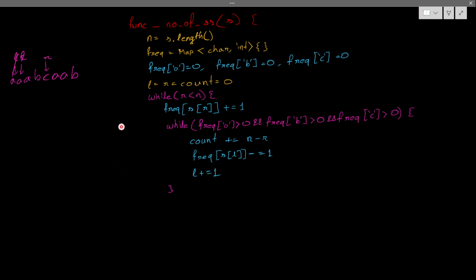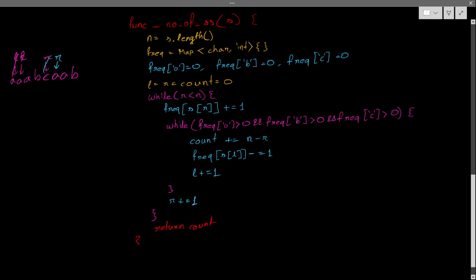After that, whenever the window becomes invalid, this loop will break, and at that time I have to increment r. So r should come to this place. I should increment the r. Simple. That's all. Then I close this loop and return the count at the end. Return count.